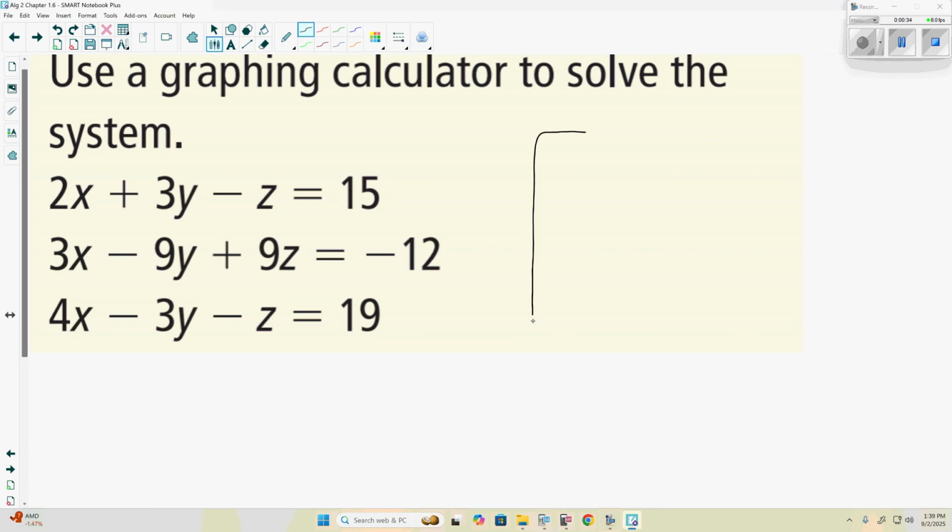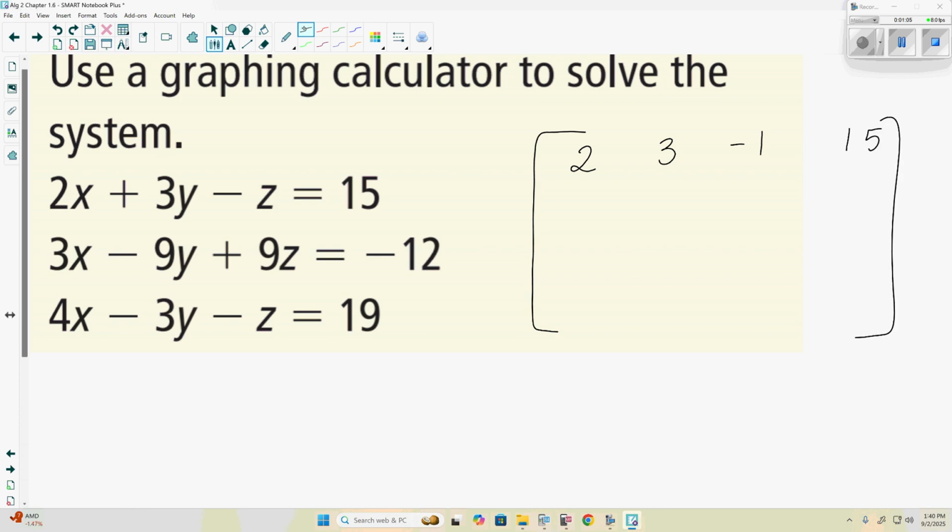Okay. All right, guys, so we're using a graphing calculator to solve the system. The first thing we need to do is rewrite this as an augmented matrix. So going across the top, our 2x plus 3y minus z equals 15. The number for x would be 2. The number for y would be 3. The number for z would be -1, and then 15.